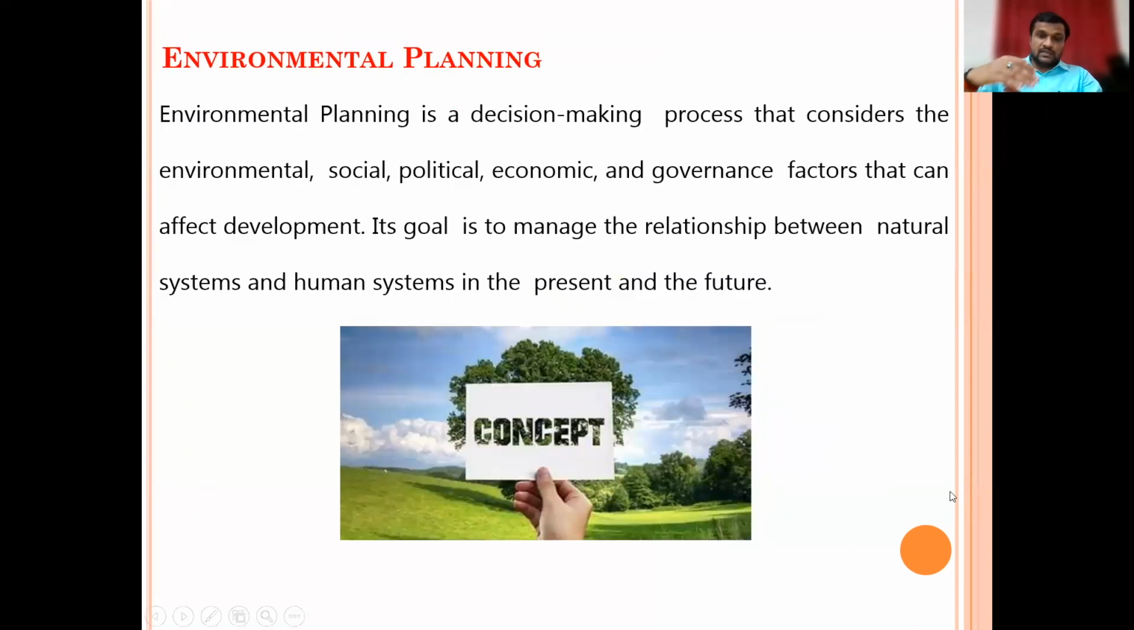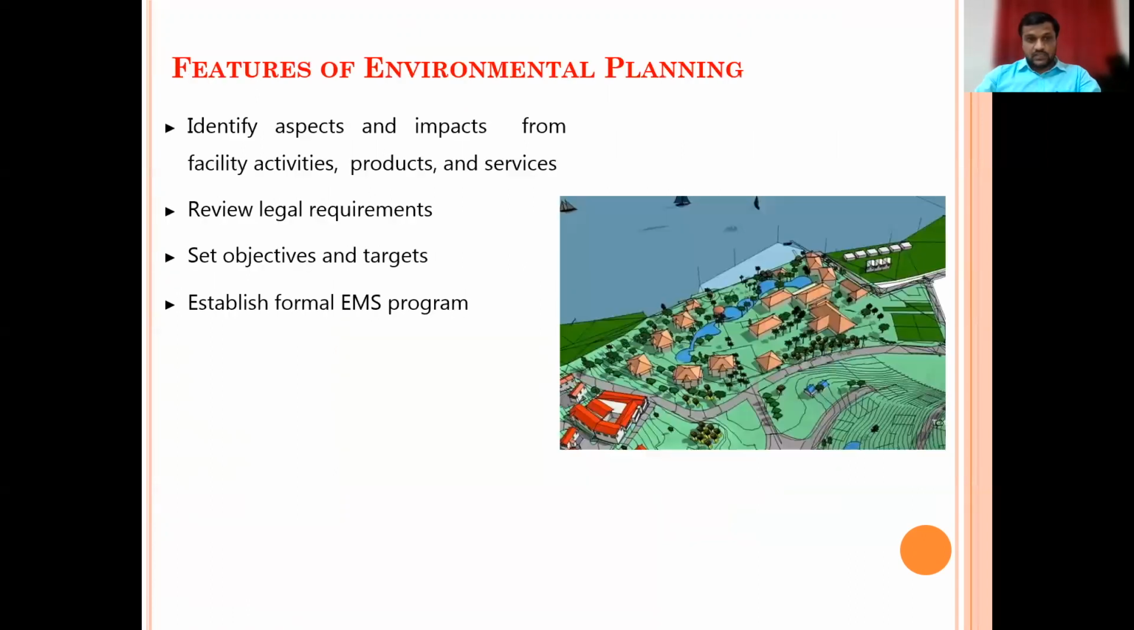Environmental planning is a decision-making process, and it considers different social, political, and economic components. And also we should focus on the governance, so we can effectively manage our environment. We can work for effective environmental planning and management activities in the present as well as in the future scenario. These are some important features of environmental planning.